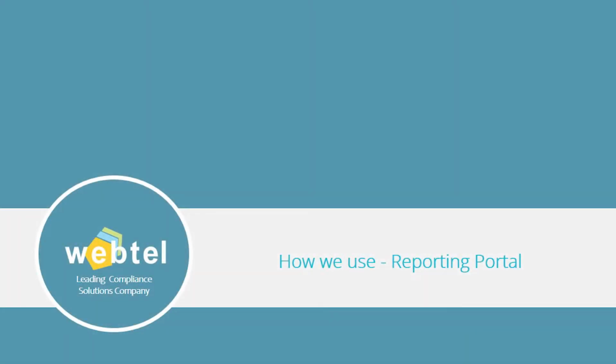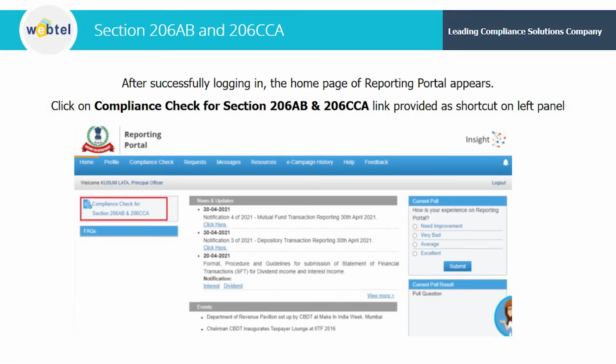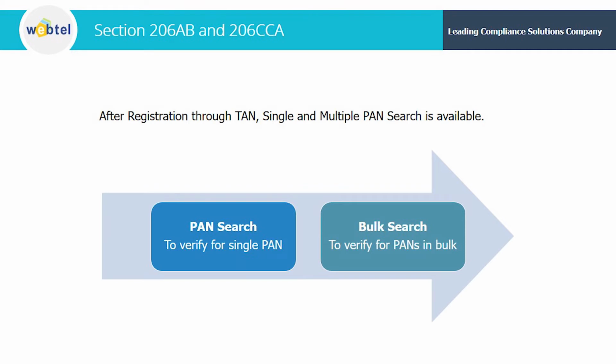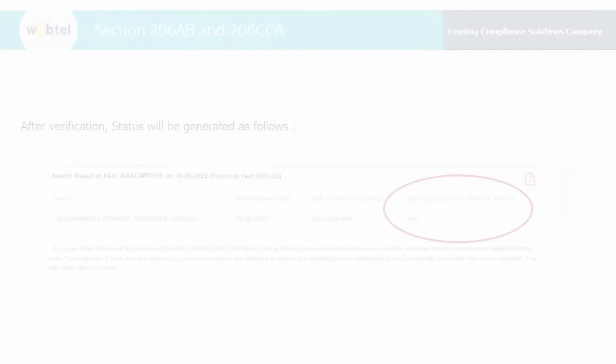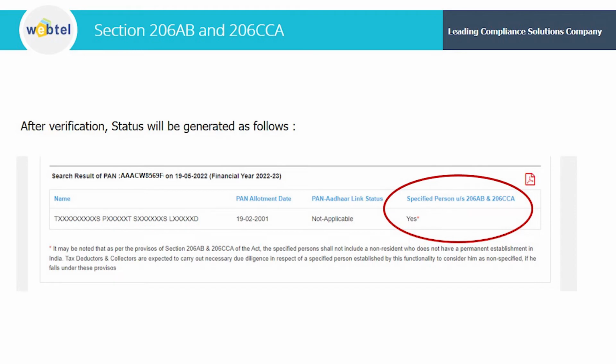So how do we use the reporting portal? Once you click on go to the portal and click on compliance check for section 206AB and 206CCA, you use the user ID and password. Thereafter you will get the option of PAN search of single PAN as well as a bulk facility to check the PAN in bulk. This is the single facility wherein you can enter any PAN of the deductee or the collectee and enter the captcha, and thereafter the information will be available whether the person is a specified person or not, as you can see on the screen.